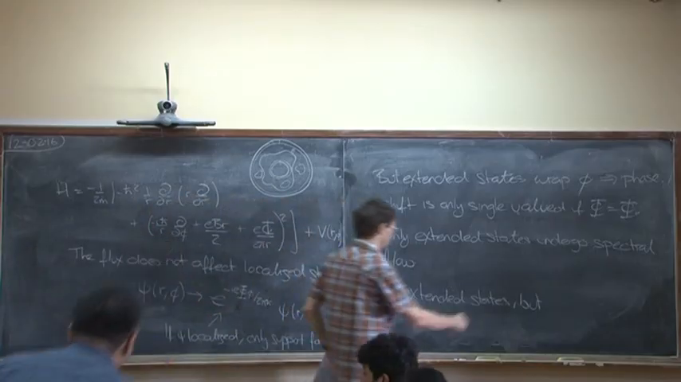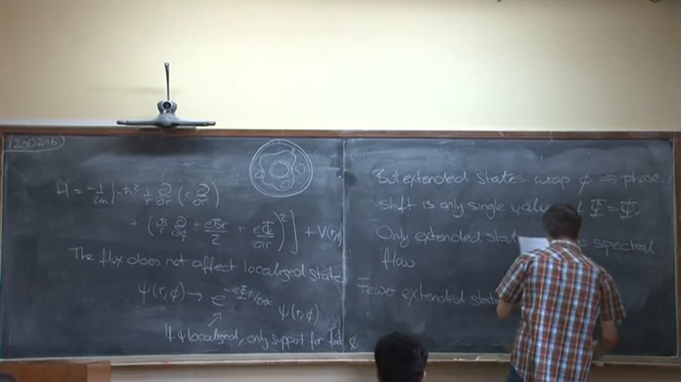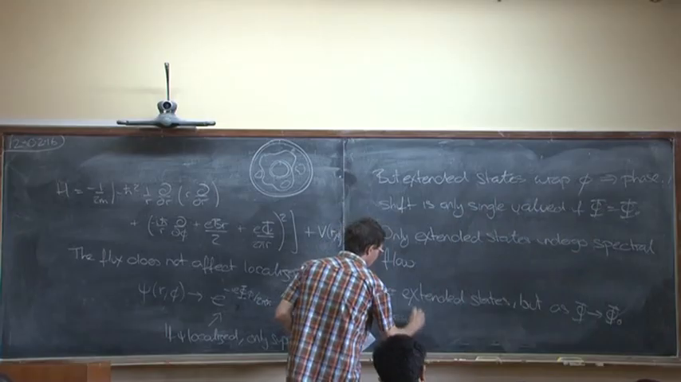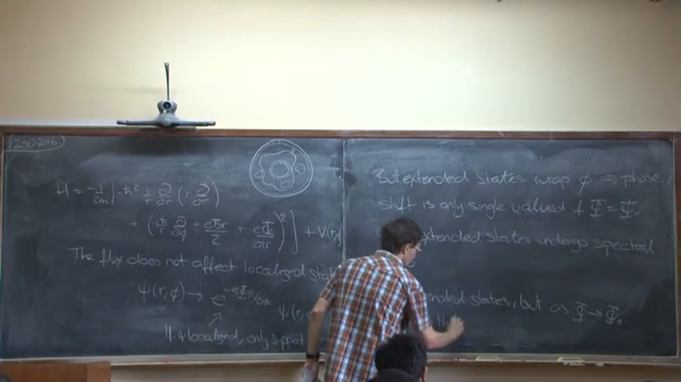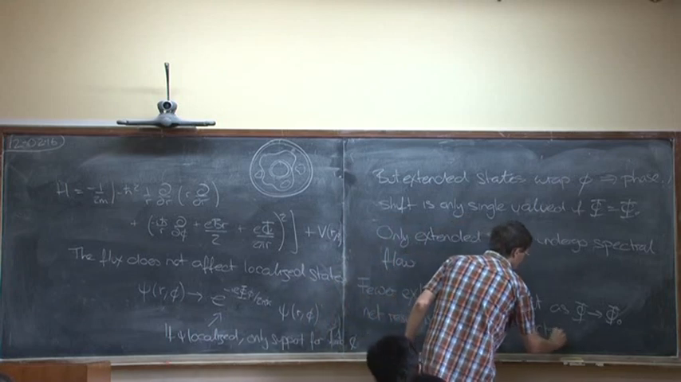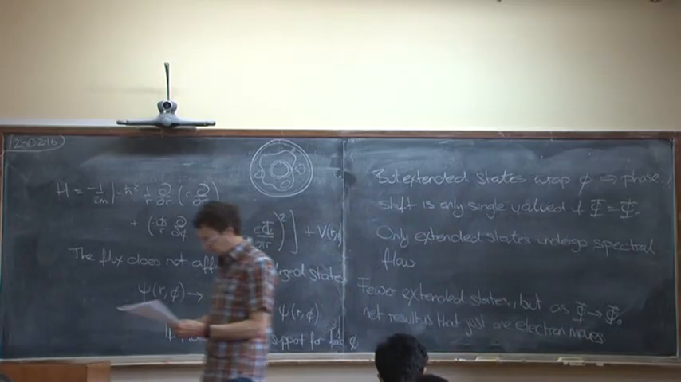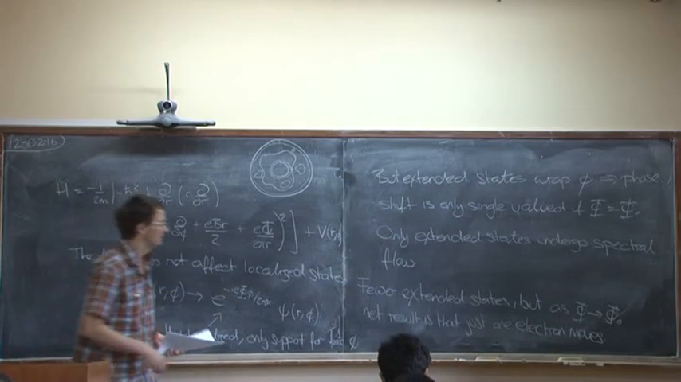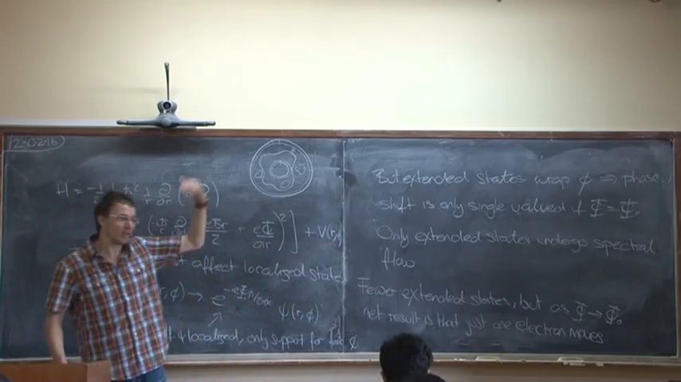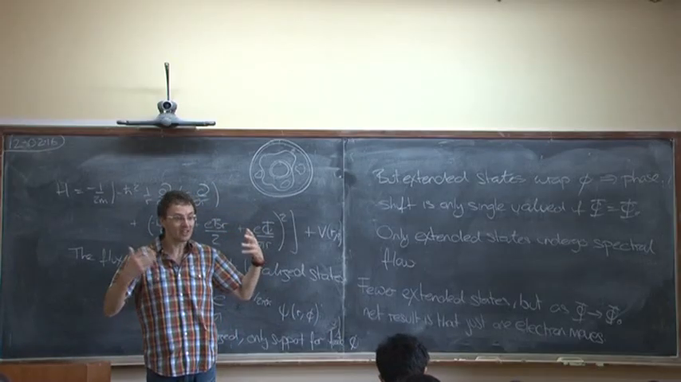Oh, right. The net result is that just one electron moves. Which is the answer we wanted. One electron for the lowest Landau level, one electron for every Landau level. So it's the demonstration of this kind of miracle happening.